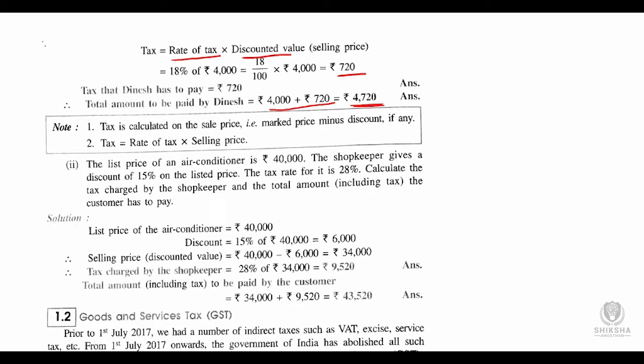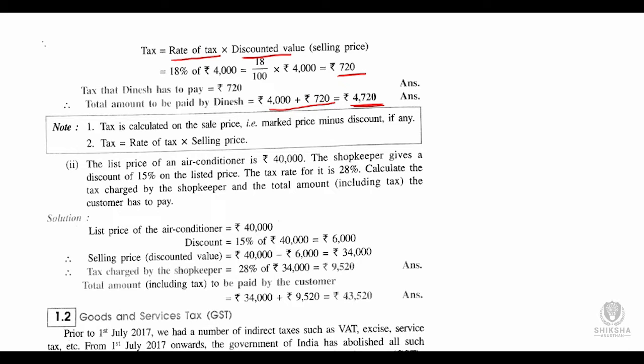So the tax is calculated on the selling price, that is mark price minus discount, if any, and tax is equal to rate of tax into selling price, and tax is added to the selling price to get the final bill amount. We pay the tax on our consumption. We do not pay the tax including selling price. We pay a tax on consumption.